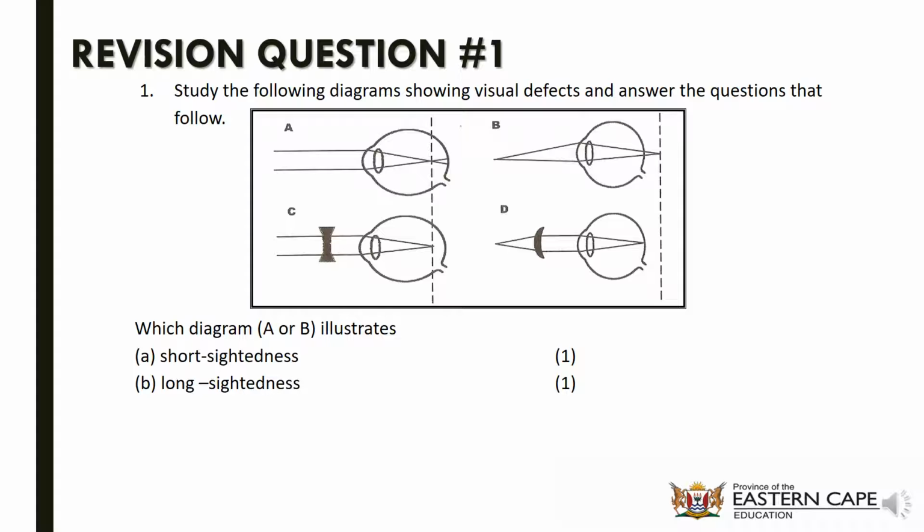And in long-sighted, you don't have a problem seeing anything at a distance, but anything that's close by is going to have the image being formed after the retina. So that kind of answers our question, isn't it? I hope you answered. Short-sighted would be diagram A, and long-sighted would be diagram B.